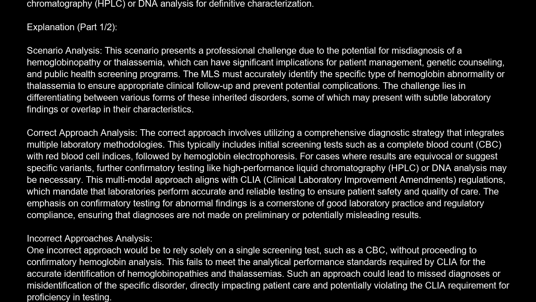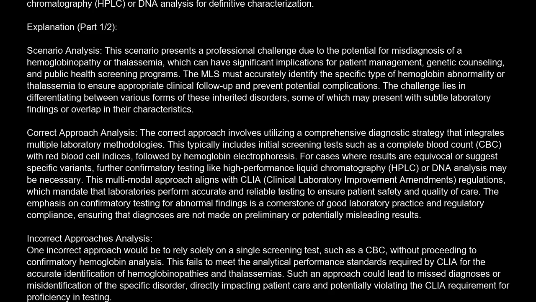This multimodal approach aligns with CLIA, Clinical Laboratory Improvement Amendments, regulation, which mandates that laboratories perform accurate and reliable testing to ensure patient safety and quality of care. The emphasis on confirmatory testing for abnormal findings is a cornerstone of good laboratory practice and regulatory compliance, ensuring that diagnoses are not made on preliminary or potentially misleading results.